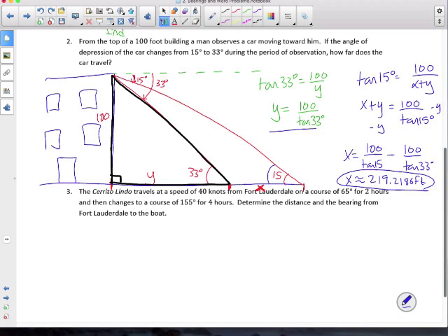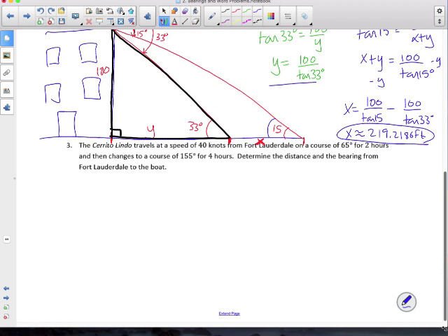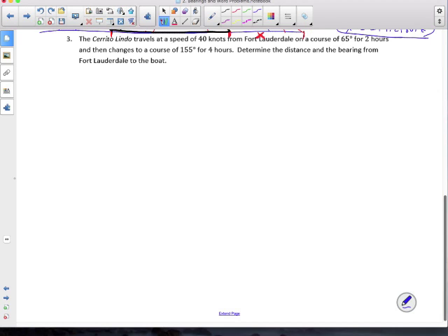Okay, so this is just less bearing practice and more just a word problem you might encounter practice. So here we have some boat traveling 40 knots. Again, who knows what units that's measured in. From Fort Lauderdale on a course of 65 degrees for 2 hours, then changes course to 155 degrees, and then it goes that distance for 4 hours. We're going to determine the distance and bearing from Fort Lauderdale to the boat.